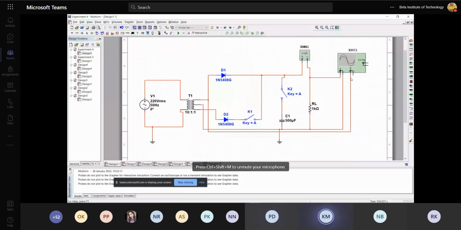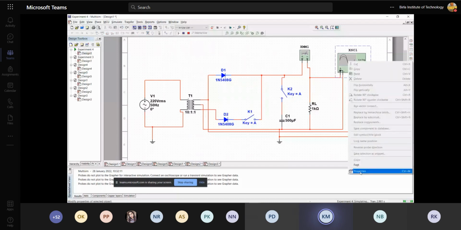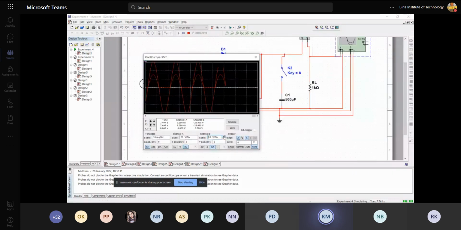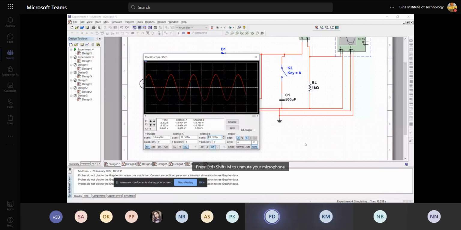Now I will operate it. Yes. Properties. It is again channel B. It is now showing like this. Yes, it is showing. So change the channel B scale and change the Y position so that one will be above the other. The bigger one is for channel A and the smaller one is for channel B.